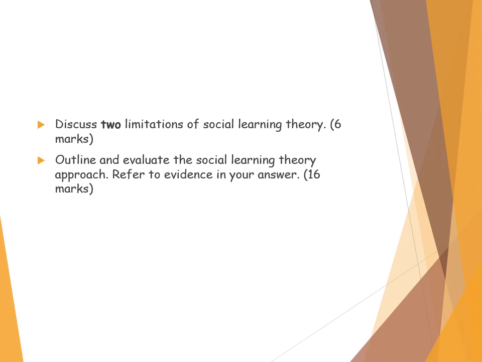Discuss 2 limitations of social learning theory, so 3 marks per each. So do your point, evidence, explain, and a link if you can. Outline and evaluate social learning theory, refer to evidence in your answer. So again, remember your third should be AO1.